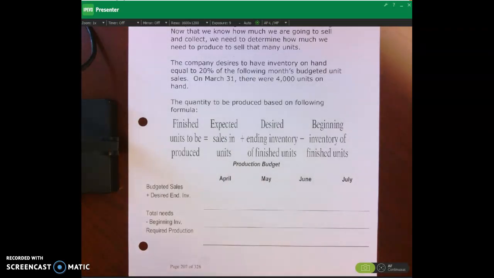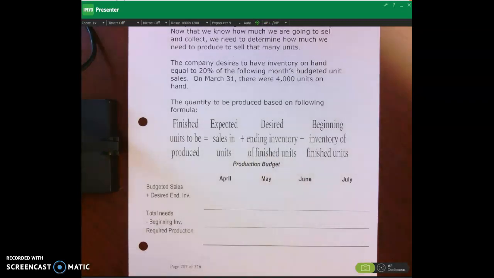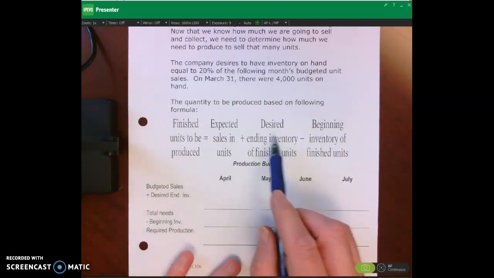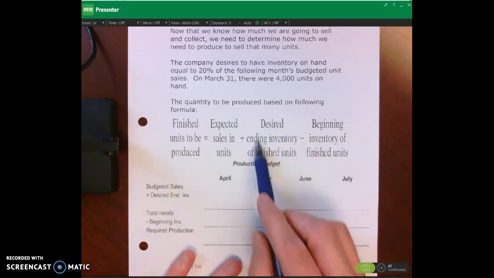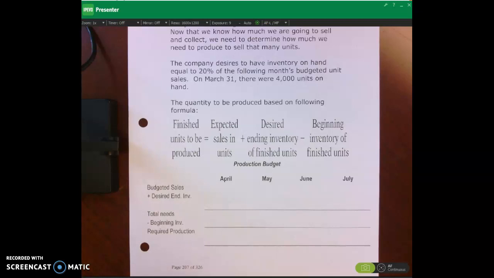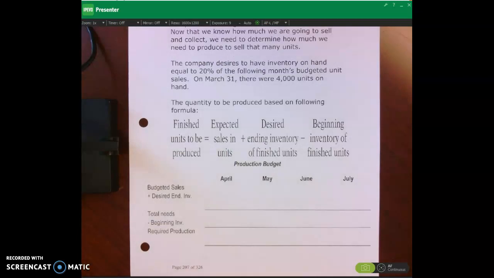So if we think we're going to sell 50 cups of lemonade, we might want to make 55 cups of lemonade to have this desired ending inventory, just in case more people want our lemonade than we thought, because we don't want to tell them we're out of lemonade, right? So we want to have some extra cups of lemonade that we can sell them so we don't have to tell them we're out of lemonade.